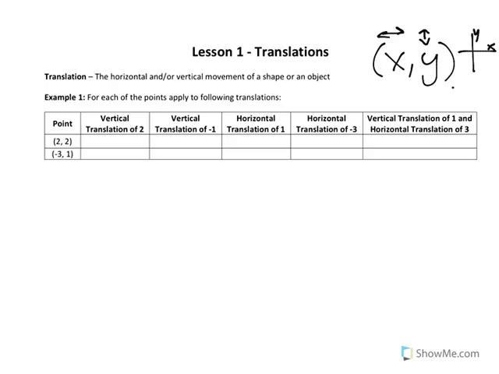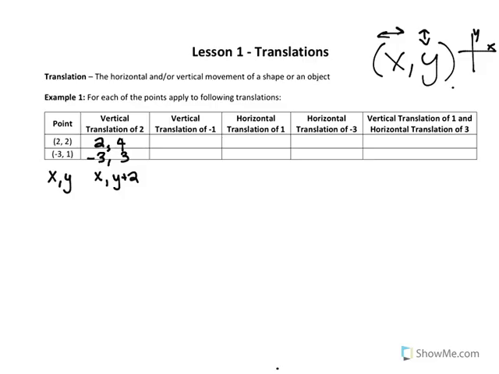Okay, so for this one, we have a vertical translation of 2. That means we're moving it up 2. So if it starts at the point 2 and 2, now it's going to be at the point 2 and 4, not another 2. Next one, it would be at -3 and 3. And if we chose the point to be x, then y, x doesn't change at all, but y increases by 2. That would kind of be like our formula.